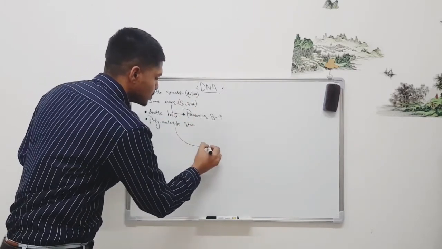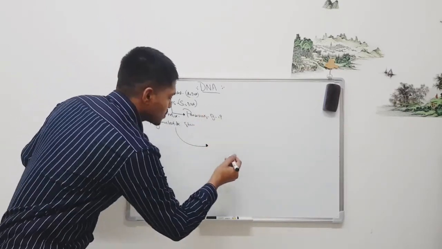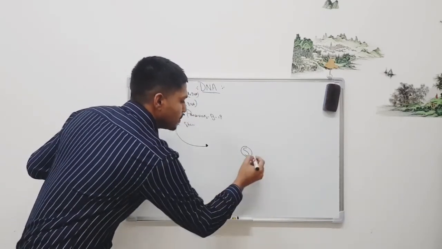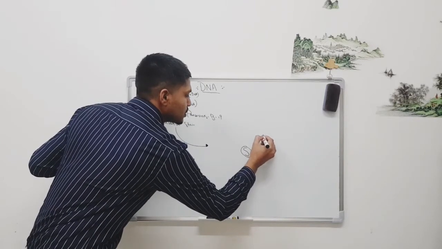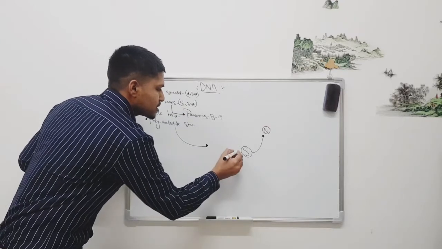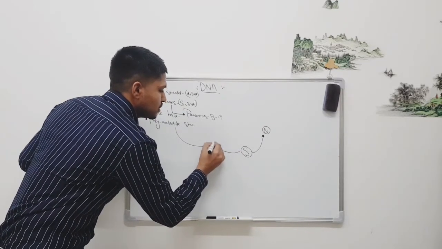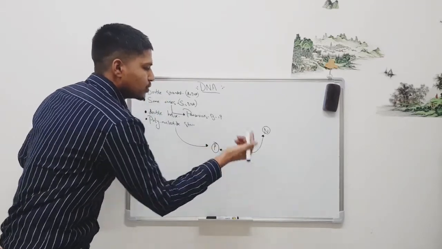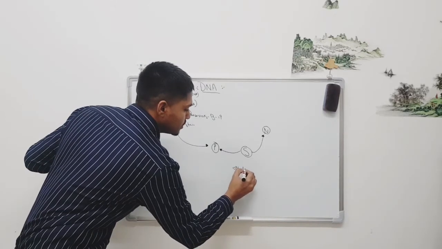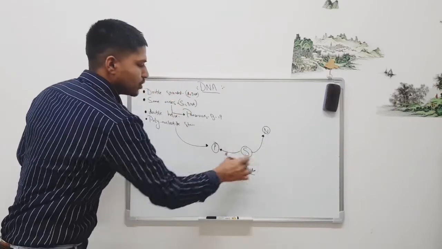Just look at this. We will first make a nucleotide structure. Here we go. This is our sugar molecule, and on the sugar molecule a nitrogenous base attaches to it, and at the same time a phosphate molecule attaches to it. We call this a nucleotide. This is our nucleotide structure.